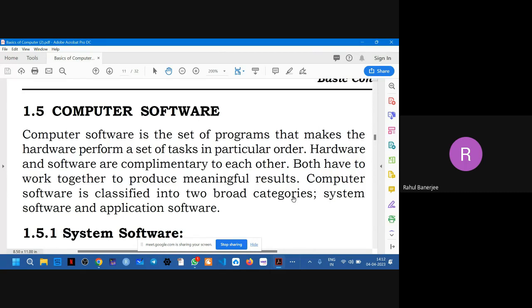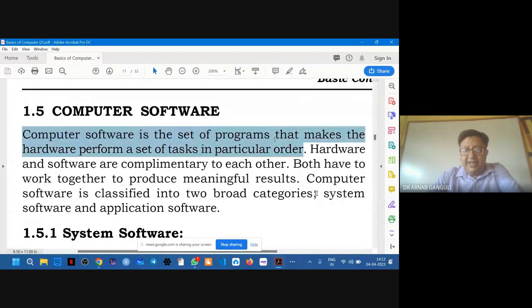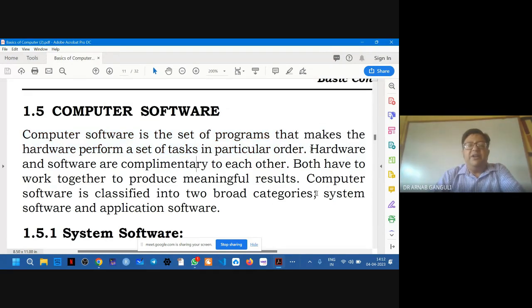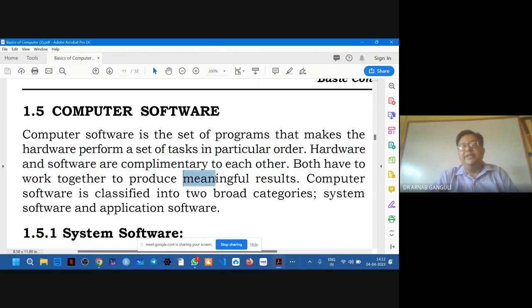So first thing is that computer software, we know, basically is a set of programs that makes the hardware perform a set of tasks in a particular order, one after the other. It is just a set of programs. So the hardware component and the software component must complement each other. They both have to work together to produce meaningful results.